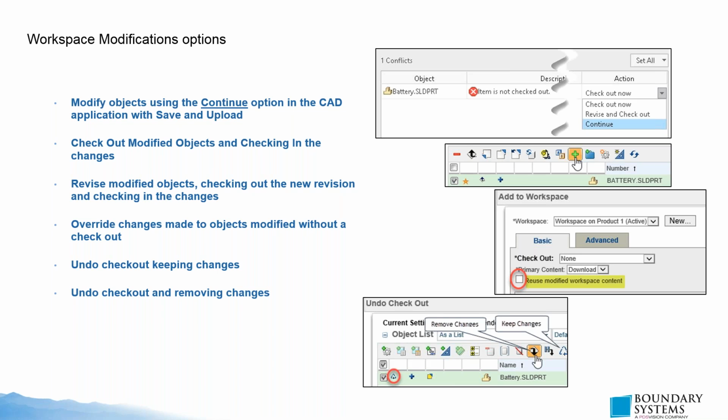Recommendation is to continue in this scenario, because first of all, you won't be able to check it out, and revise and checkout is not recommended because obviously the revisions are automatically committed to the common space, and undoing a revision is not possible unless an admin comes in and deletes that new rev. So continue is a viable option in here, and continue allows you to make modifications, save them, and upload them. You're not allowed to check them in, obviously, but you're allowed to save them and upload them as many times as you need.